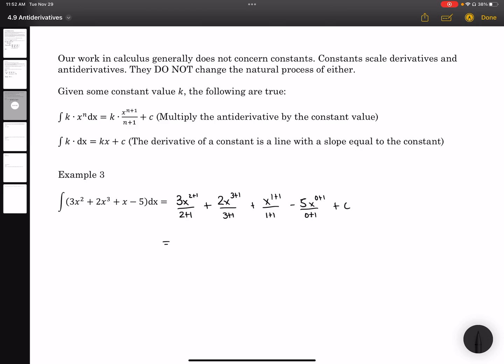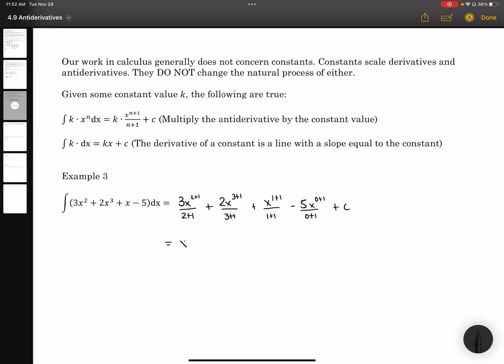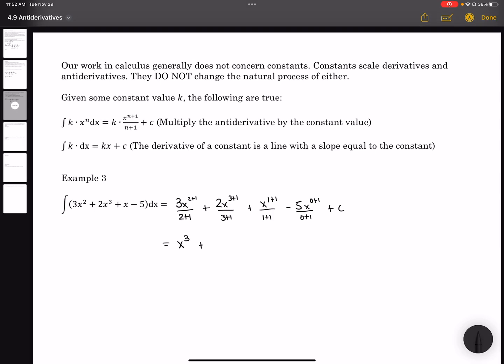Now once you get the hang of this, you don't have to do this whole plus 1 divided by whatever plus 1. You can go for the shortcuts. So this is going to be 3x cubed divided by 3, which is just x cubed. This is going to be 2x to the 4th divided by 4. So 2 over 4 is x to the 4th divided by 2, plus x squared divided by 2, minus 5x to the first power, plus c. So we're going to say f of x equals this, again basing this on assuming this is our derivative.